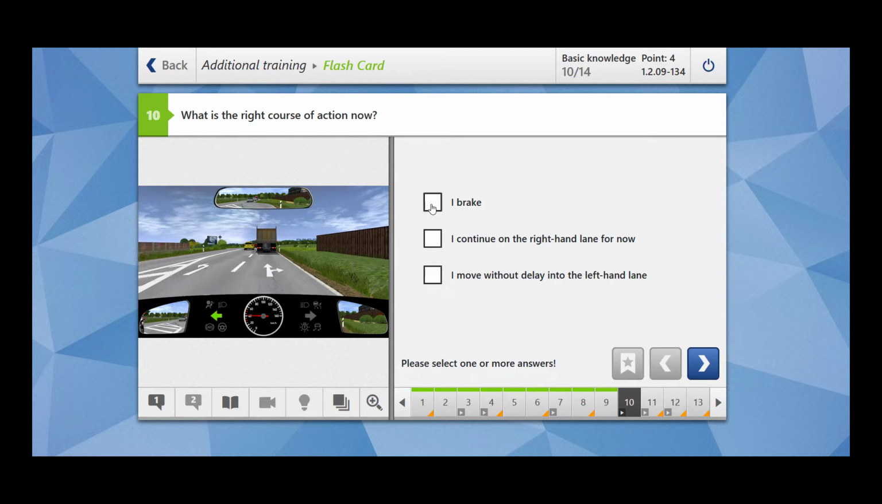I brake and continue on the right hand lane for now. Yes. I move without delay into the left hand lane. So if you move without delay into the left hand lane, what will happen? A collision between you and the motorcyclist.